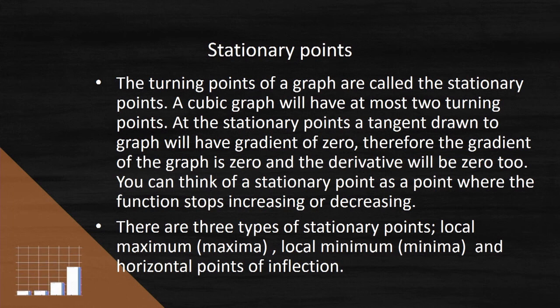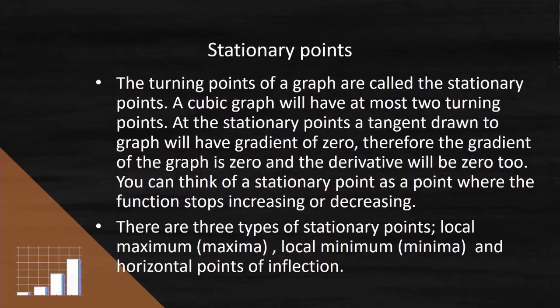At most, in a cubic function, there will be 2 turning points, depending on whether your shape is such that a is less than 0 or a is greater than 0. You'll know whether you're having a minimum followed by a maximum or a maximum followed by a minimum turning point. But there'll only be 2 of those at most. Remember that the gradient at those stationary points is 0, so you can think of a stationary point as a point where the function stops increasing or decreasing.